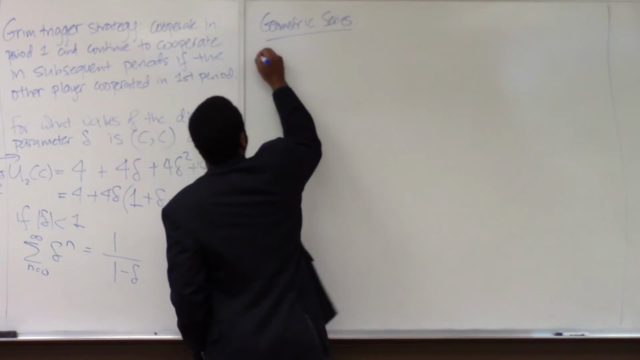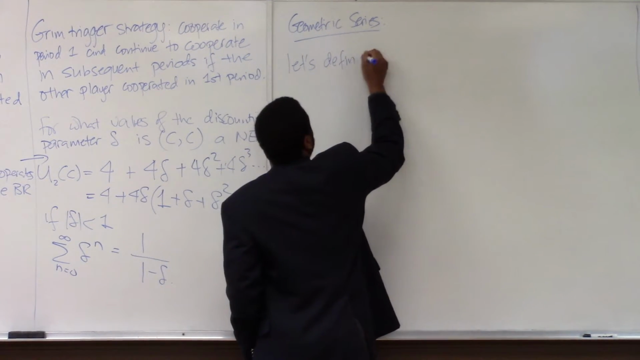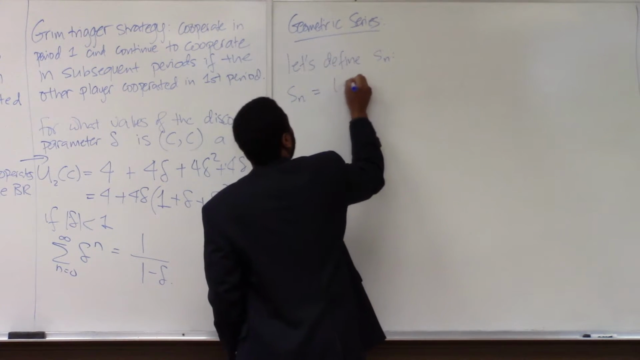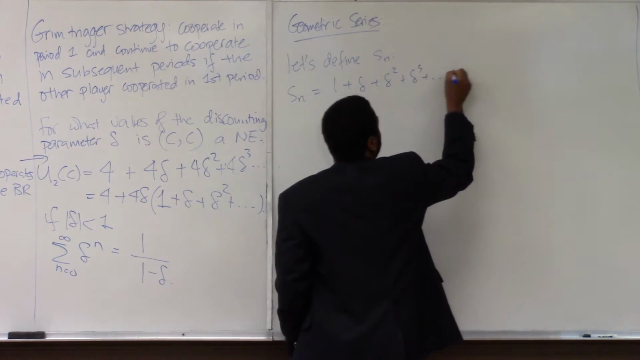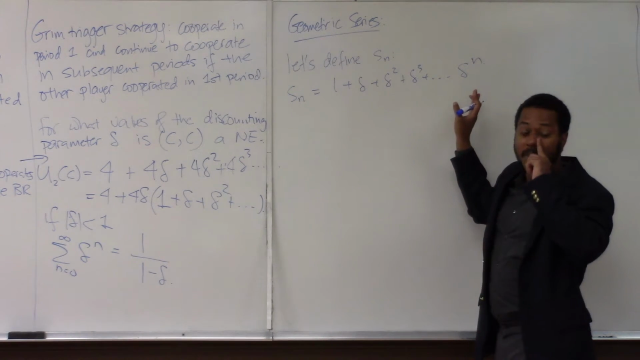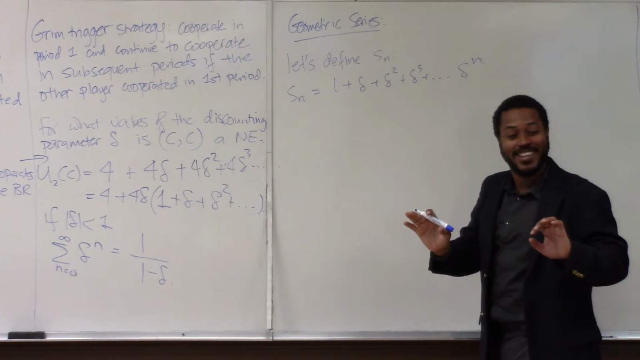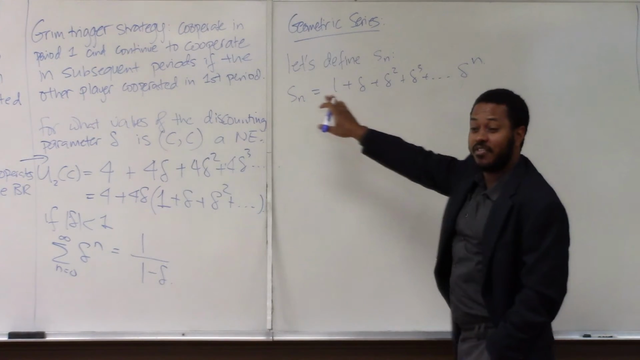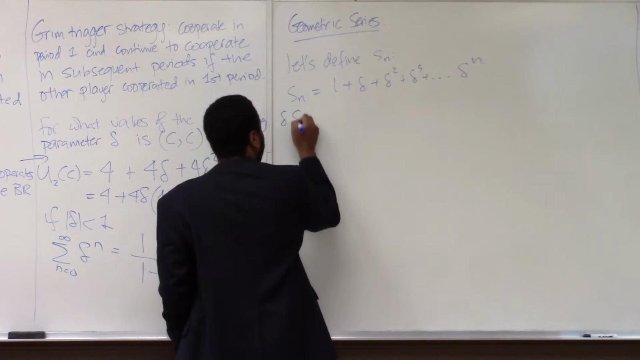So let's define Sn in the following way. Let Sn be 1 plus delta plus delta squared plus delta cubed, up to delta to the n. So this is the nth partial sum of that series. This is going to be very easy. So this is Sn, I'm just defining this.